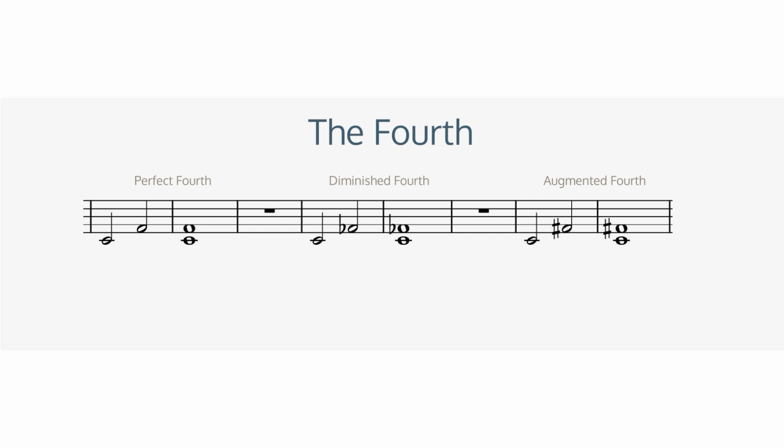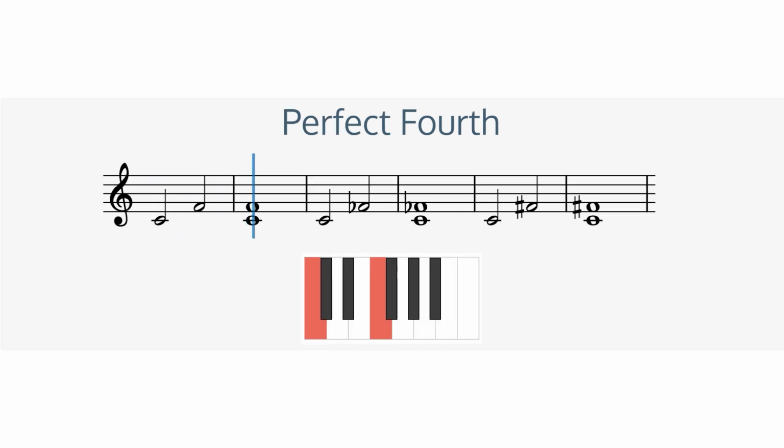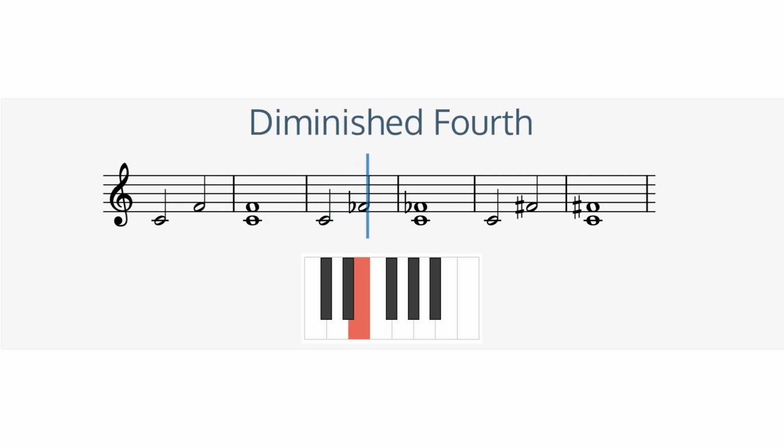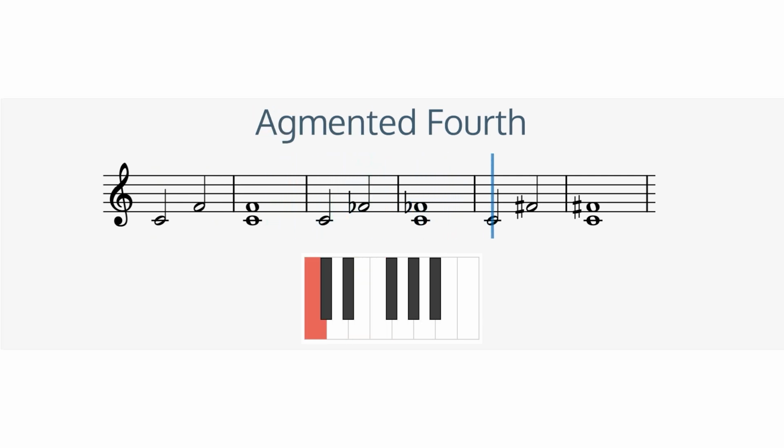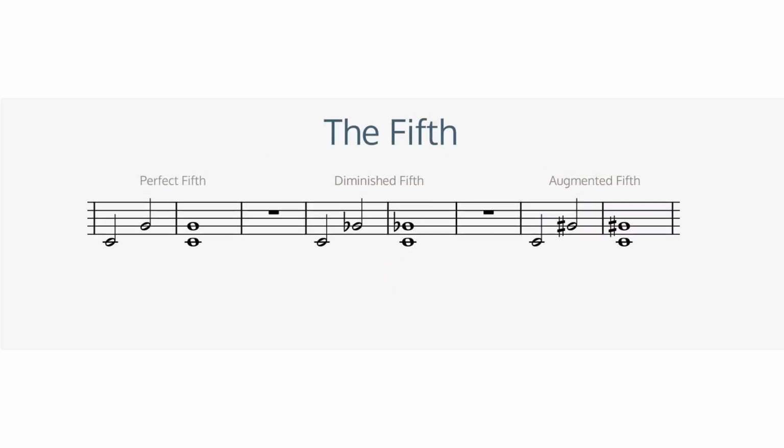The diminished interval is always a half step smaller than a perfect one, and an augmented one is always a half step larger than a perfect one. Like the fourth, the fifth doesn't have major or minor versions, only perfect, diminished, and augmented. The perfect fifth is made up of 7 half steps. The diminished fifth is enharmonically equivalent to an augmented fourth, and the augmented fifth represents 8 minor seconds.